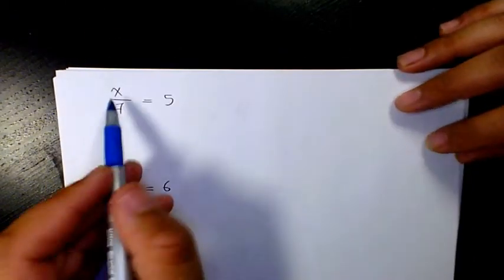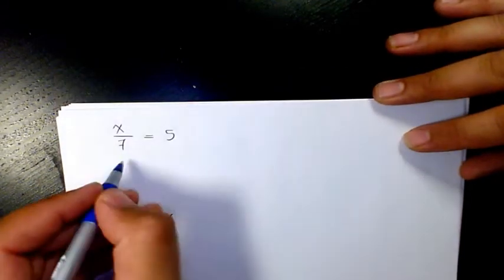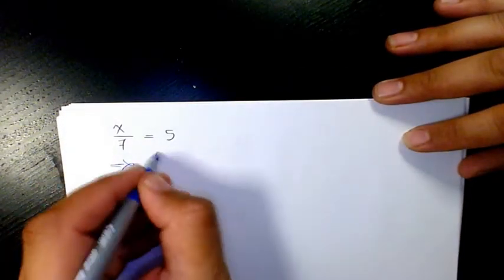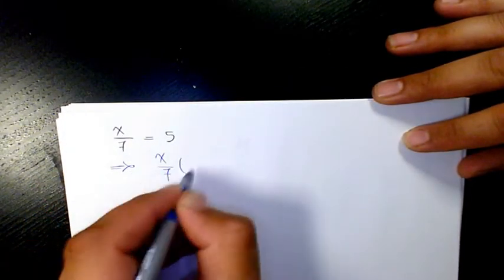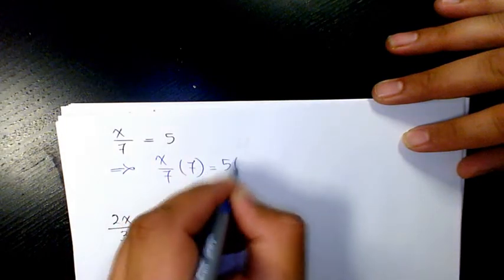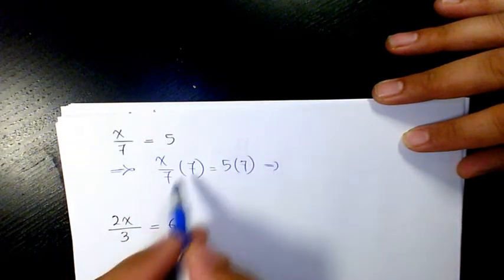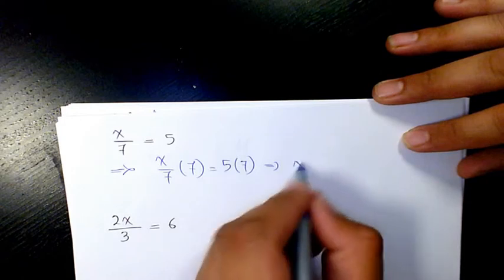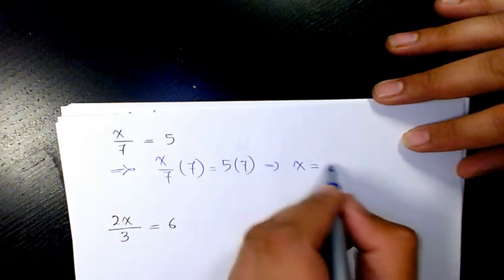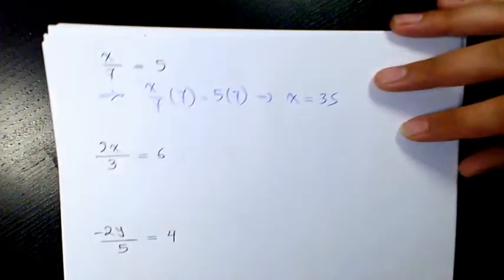Next one, x divided by 7 equals 5. So x divided by 7 times 7 equals 5 times 7. So 7 and 7 cancel out, and we have x. 5 times 7 is going to be 35.